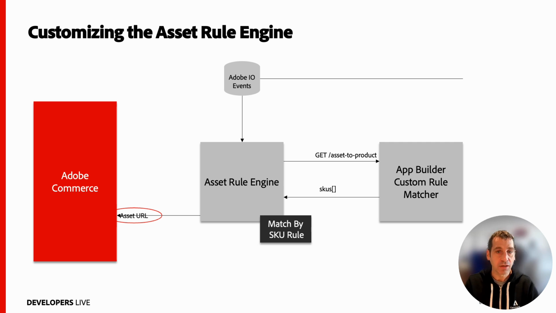On the other hand, product to asset runtime will be used by the events triggered by Adobe Commerce, having a product SKU as the input value and returning the list of asset IDs associated to the product. So in summary, Asset Rule Engine will take care of all the connectivity between Adobe Commerce and IAM assets, leveraging the event-driven communication with a custom App Builder application.